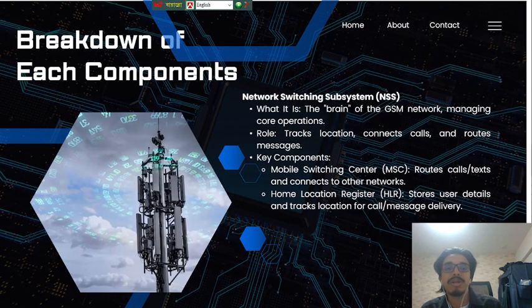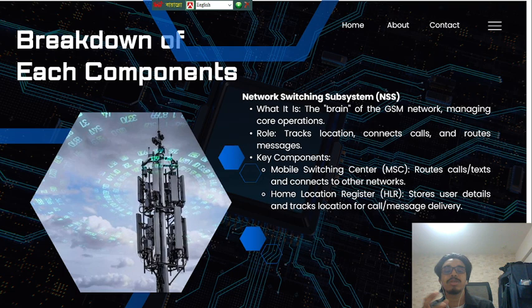Our next component is the network switching subsystem, which also stands for NSS. This is basically the brain of the GSM network, managing core operations. Its role is to track location, connect calls, and route messages.